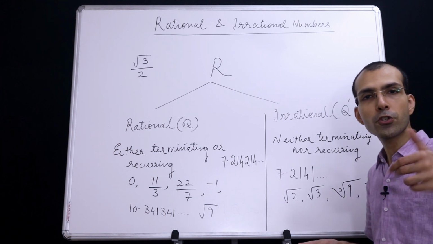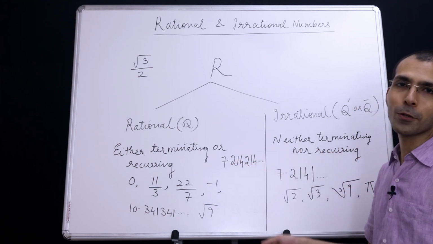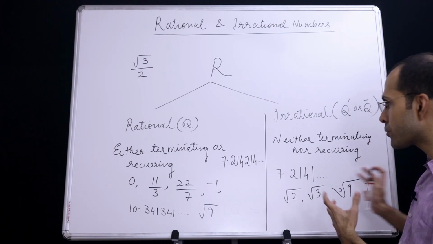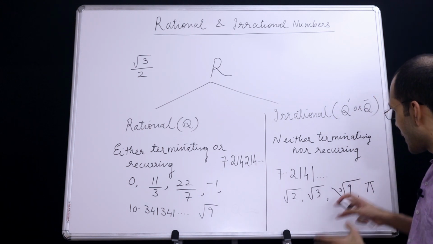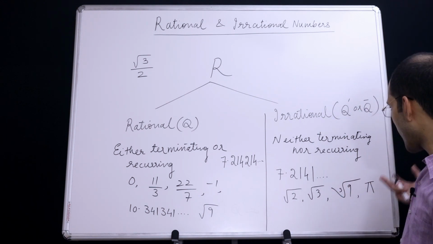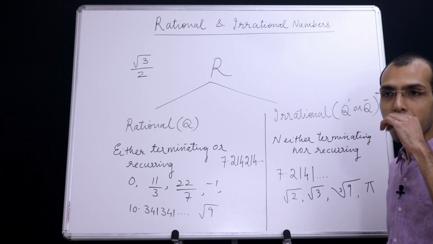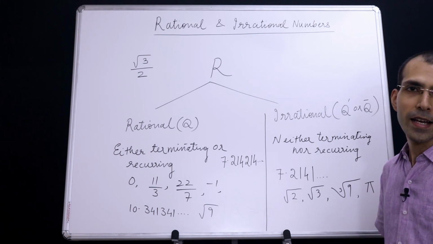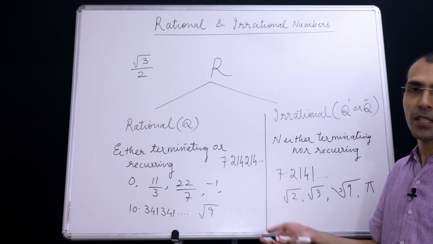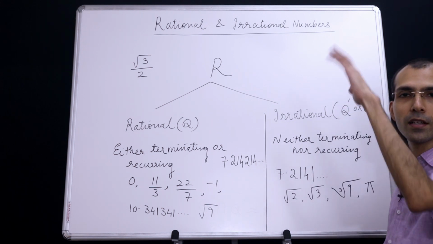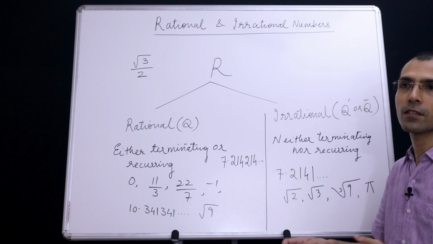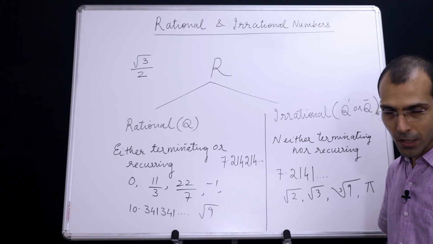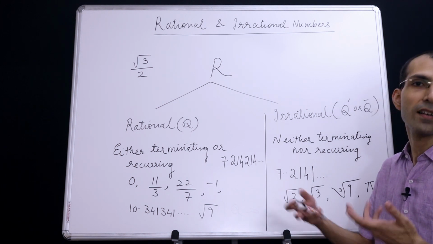Pi conceptually is very different from 22 upon 7, as you know. It's a ratio of circumference to the diameter of the circle. So conceptually pi is very different. And inherently, a value of pi has been found out. Inherently pi is irrational because it neither terminates nor recurs. And computer scientists and mathematicians have found the value of pi to some trillion digits so far using very advanced algorithms and supercomputers. So pi inherently is irrational because it neither terminates nor recurs.